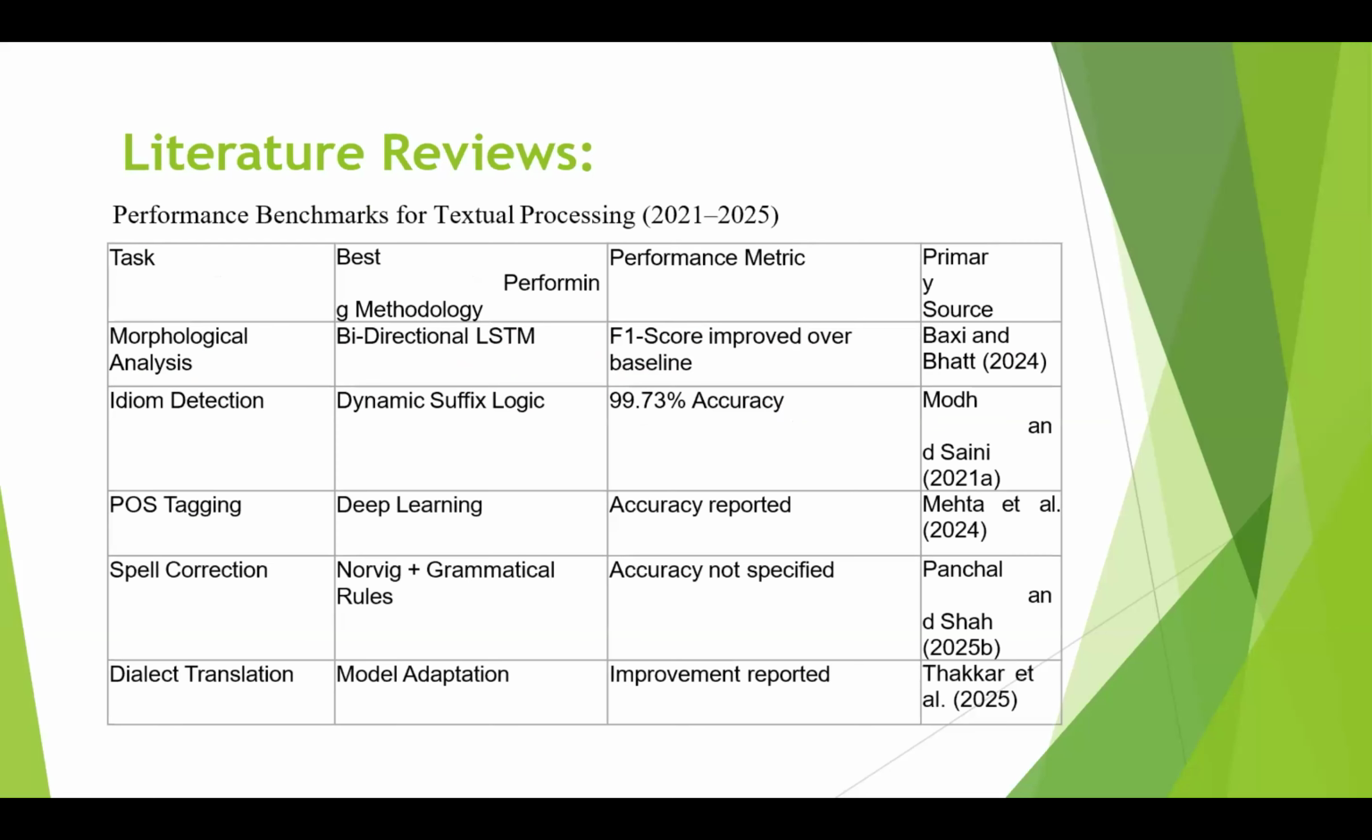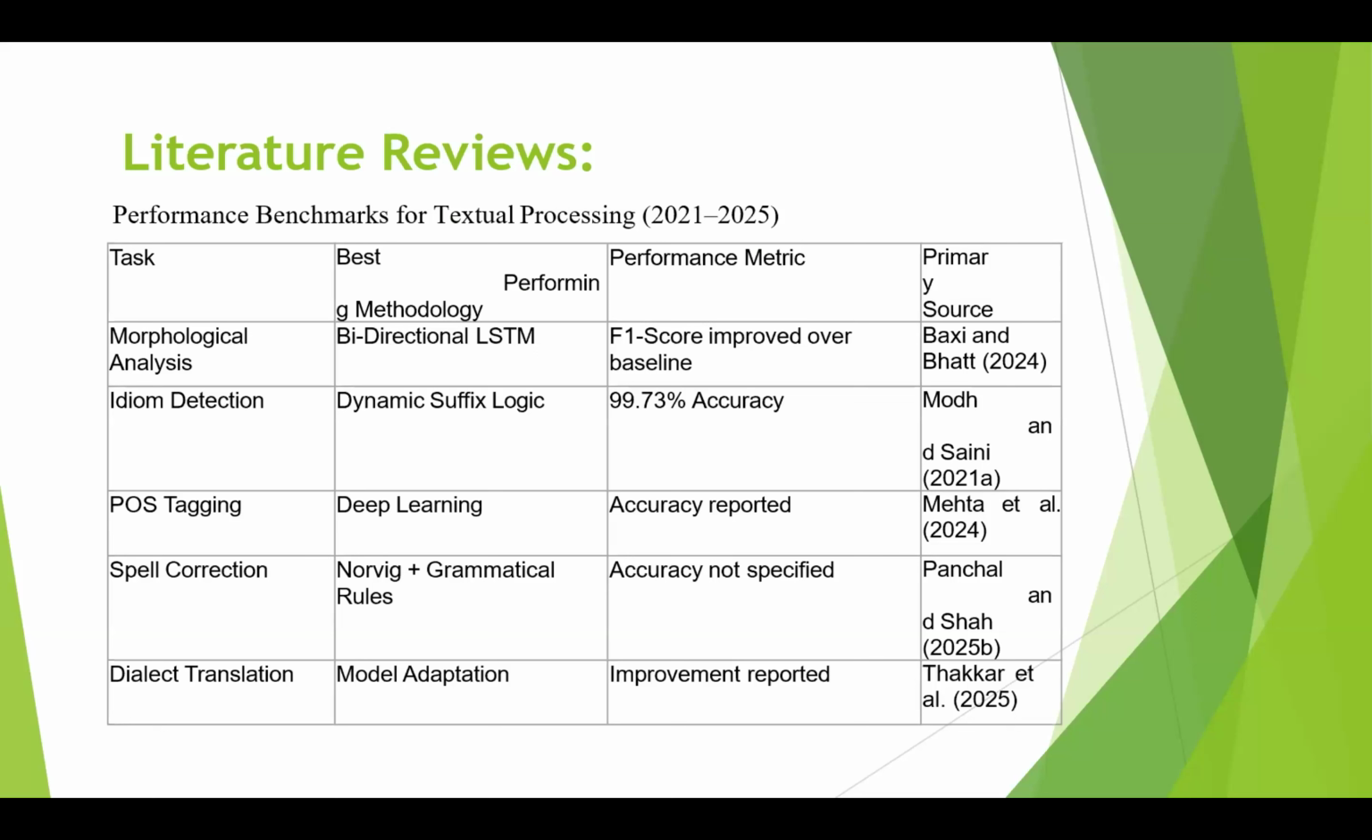So based on that, we have a performance benchmark table, which summarizes the best-performing methodology for each major task. For morphological analysis, bidirectional LSTM is the leader, improving F1 score over baseline. For idiom detection, dynamic suffix logic from Mode and Sani reaches 99.73% accuracy. For POS tagging, deep learning approaches from Mehta and the other authors report strong accuracy.